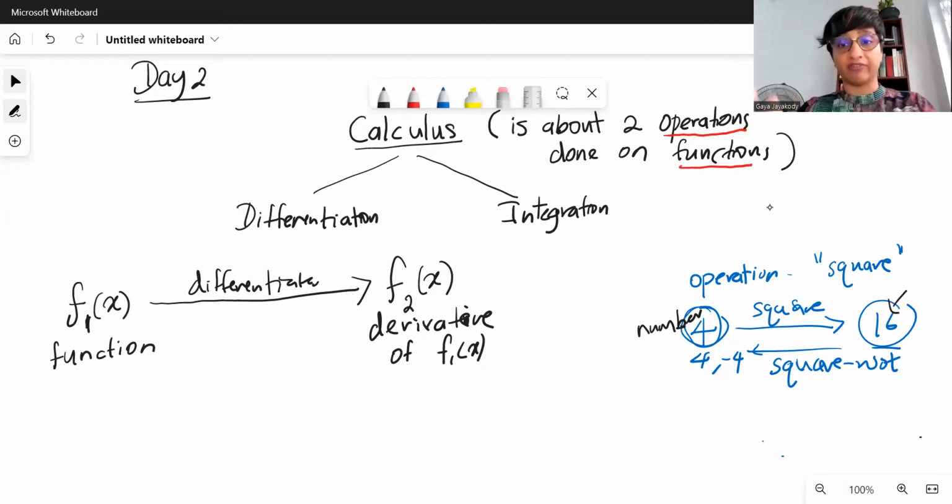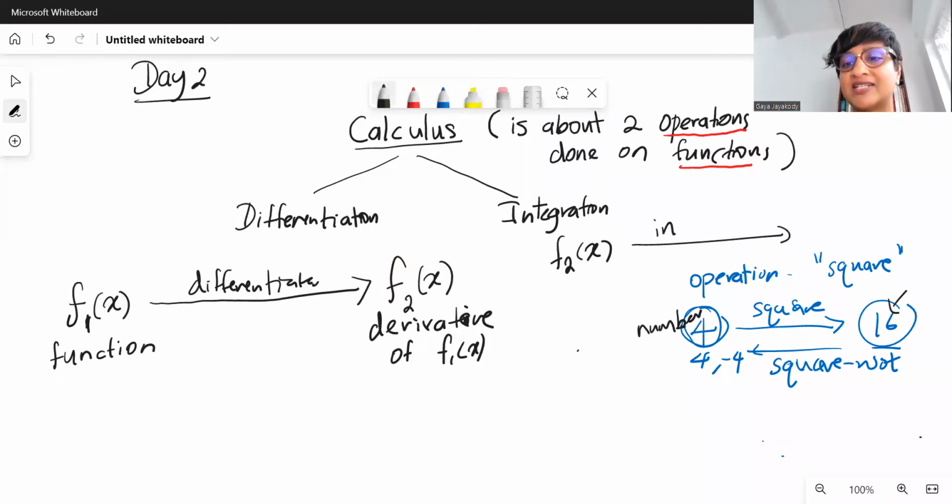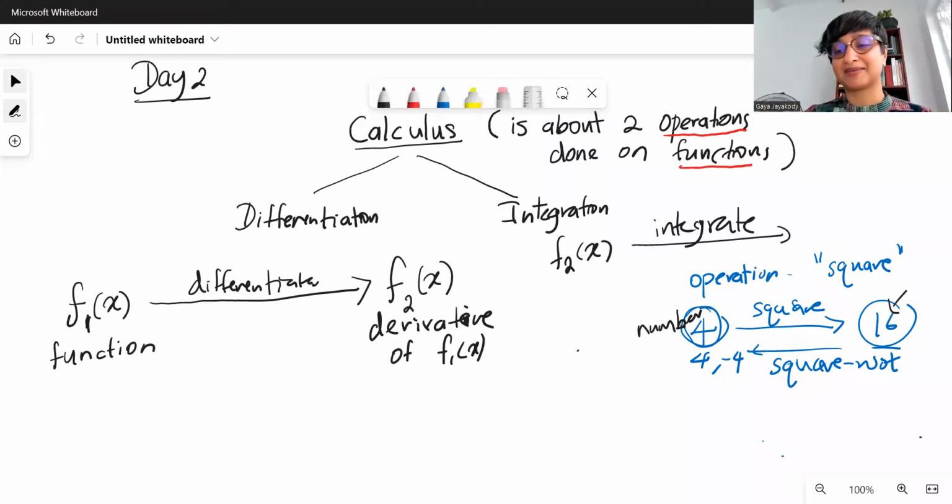So if you start with f2, this second function, and if you integrate it, you would get not only f1. When you integrate, you get a family of functions, an infinite number of them, including f1 also. Okay, for now let's write f1, but it's not only f1, and a whole family of functions.